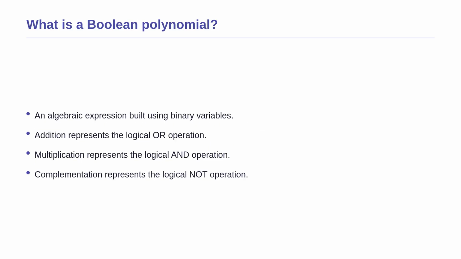Now that we have the intuition, let us define this formally. In discrete mathematics, a Boolean polynomial is simply an algebraic expression. But instead of regular numbers, it is constructed using binary variables that can only be 0 or 1. We combine these variables using three main operations. Addition is used to represent the logical OR operation. Multiplication represents the logical AND operation. Finally, complementation, often shown with a prime symbol, represents the logical NOT operation. By combining these, we can build any logical statement.